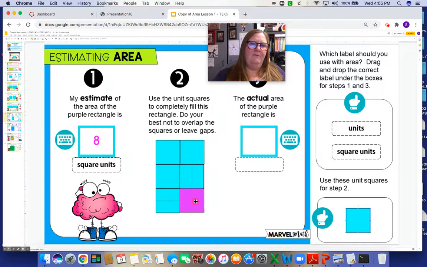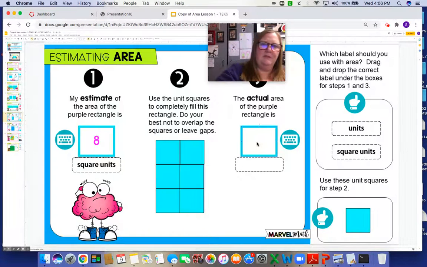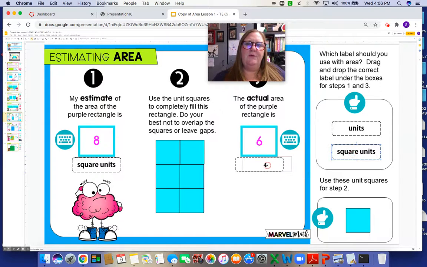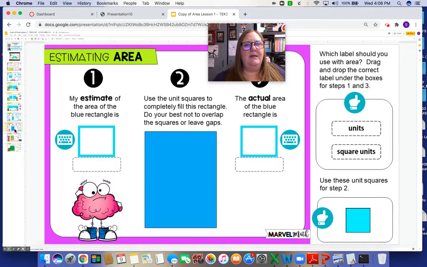So now that we have those over there, we're going to count our square units. 1, 2, 3, 4, 5, 6. So the actual area of that rectangle was 6. So I'm going to type in a 6. And then again, we're going to choose our label. When you're solving for area, it's always square units. You are going to do that in your slides. You're going to practice this one.